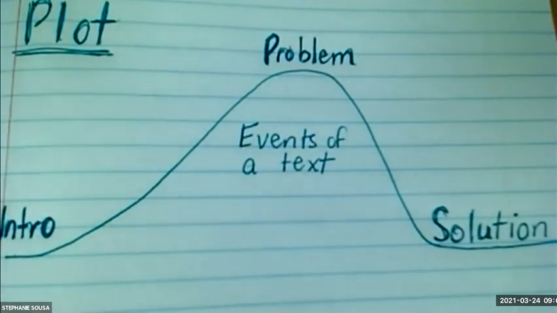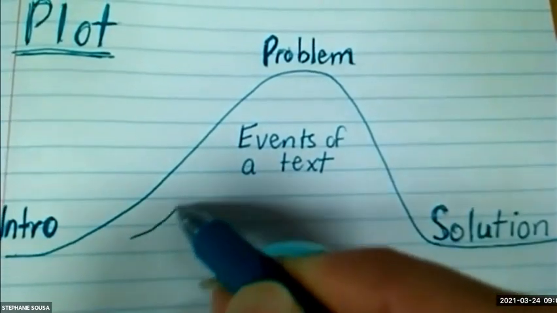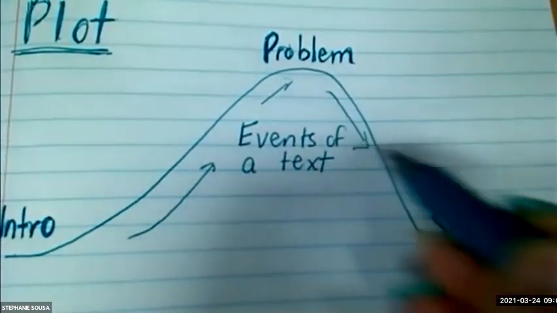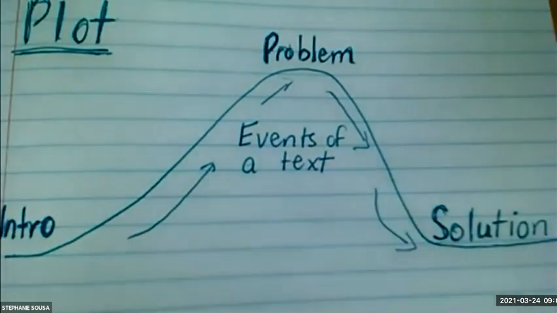So the plot is the events of a text, okay? We kind of feel all of the things that are happening from the beginning or the intro to the end or the solution, okay? So our plot is the events of a text. It's what happens in the text.